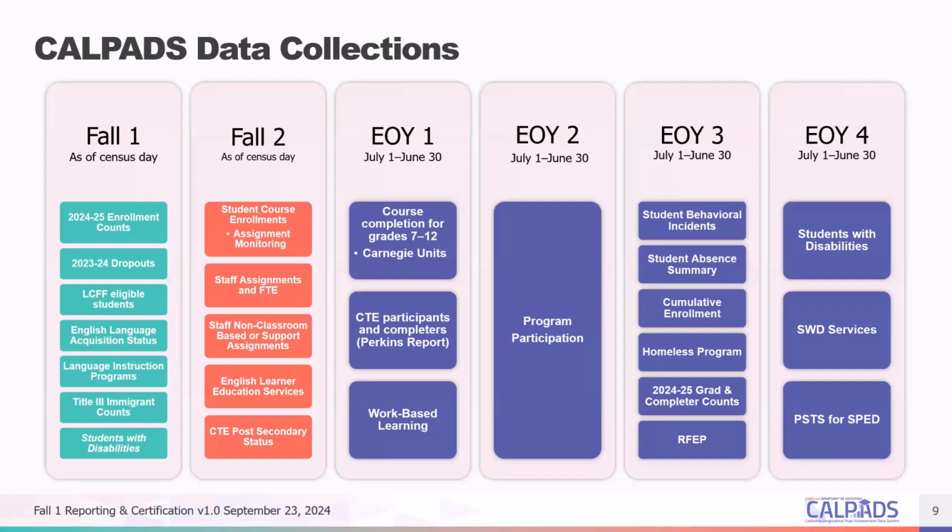When you think about the Fall 1 data collection, it's just the first of many. There are 3 submission windows, Fall 1, Fall 2, and end of year. But there are 6 submissions. You can see end of year has 4 submissions by itself. But focusing on Fall 1 on the far left, you can see that some of the data that's going to be reported will be enrollment counts, dropouts, LCFF eligible students, English language acquisition for those students, Title III eligible immigrants, and students with disabilities. We'll revisit this in a few slides.